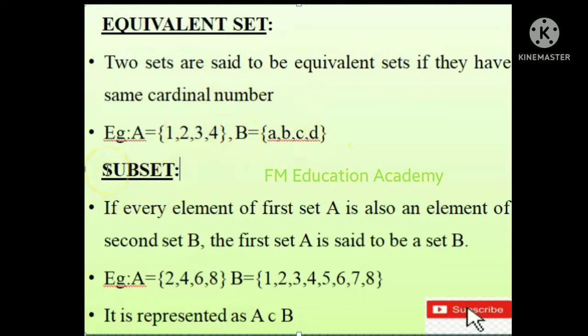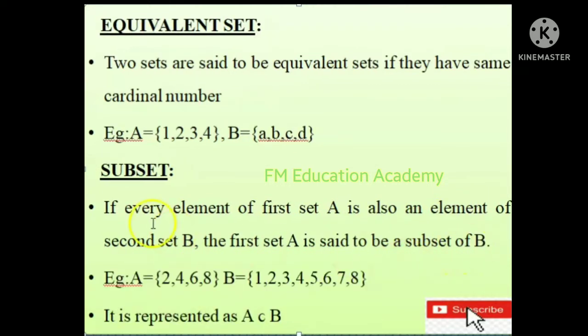Now coming to subset. What do you mean by subset? If every element of the first set A is also an element of the second set B, then the first set A is said to be a subset of B. So here A is equal to 2, 4, 6, 8, B is equal to 1, 2, 3, 4, 5, 6, 7, 8. These are two sets. This is the first set and this is the second set. So 2, 4, 6, 8, if I observe, these also come under set B. Here 2, 4, 6, 8.